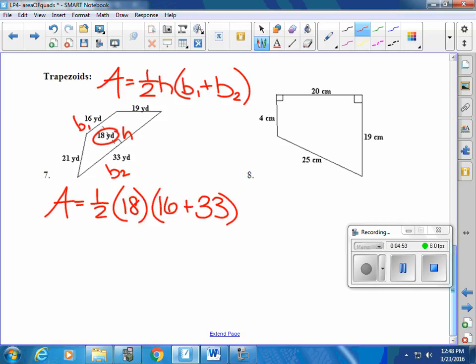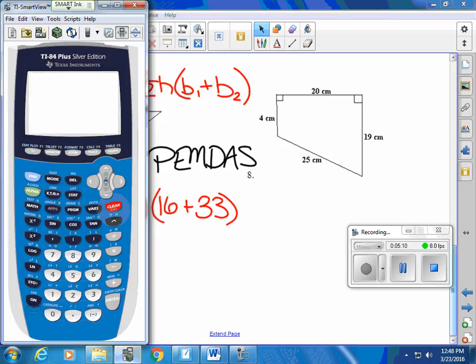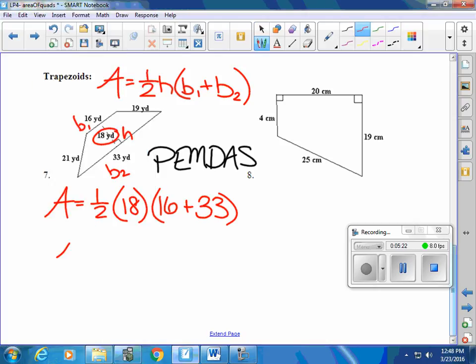Okay, it is okay to go right into your calculator at this point. If you do not, please remember to follow the order of operations. Remember, you have to do parentheses before you can do multiplication, and then finally simplify the whole thing. So if we type it all right in, we have 1/2 times 18 times quantity 16 plus 33, and that gives us 441 for our area.